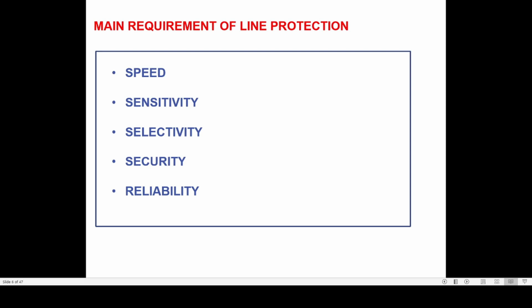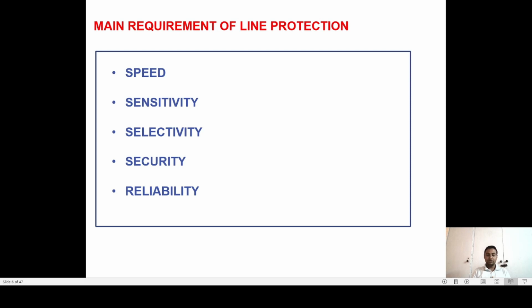Now, the main requirements of line protection, and for that matter the main requirements of any protection, are basically these following five things. First is speed, second sensitivity, third selectivity, then security and reliability. Now, reliability is a general concept which covers two things: dependability and security.